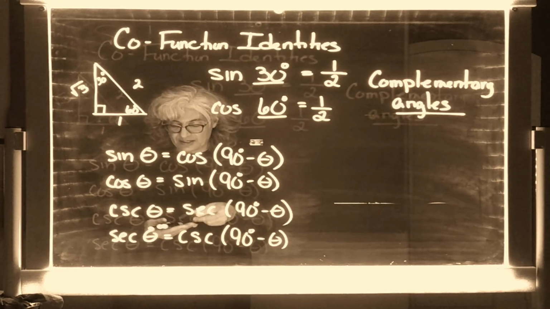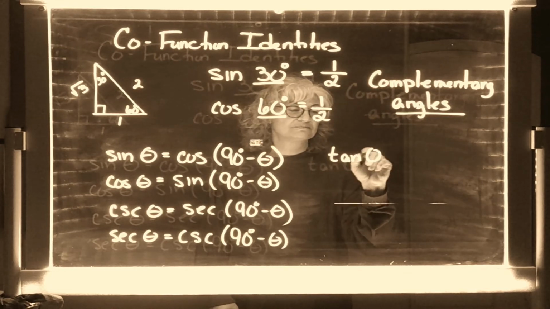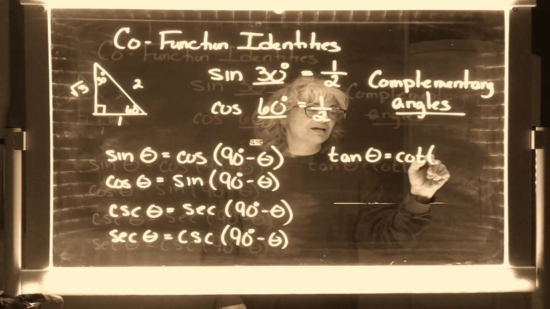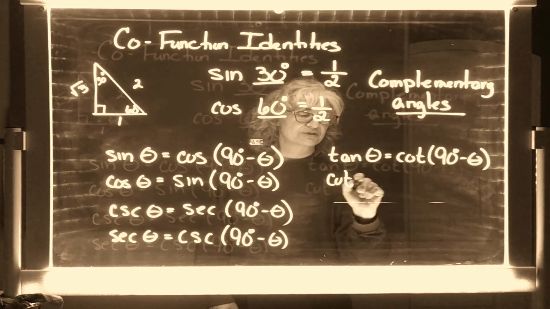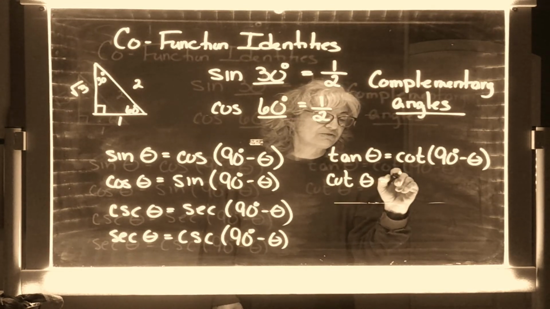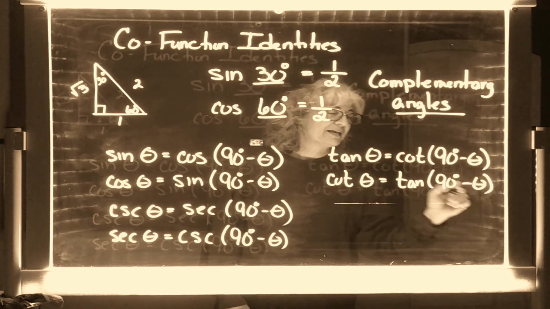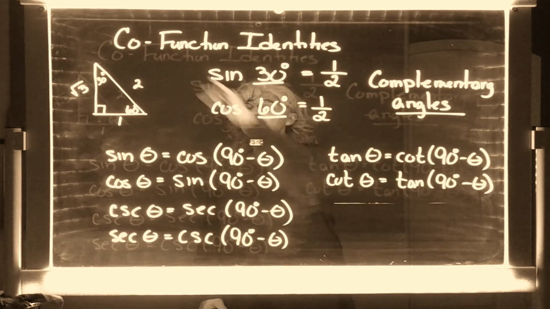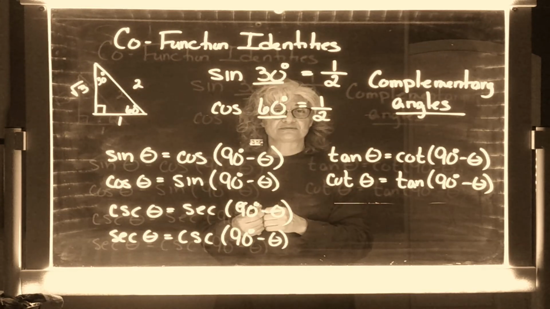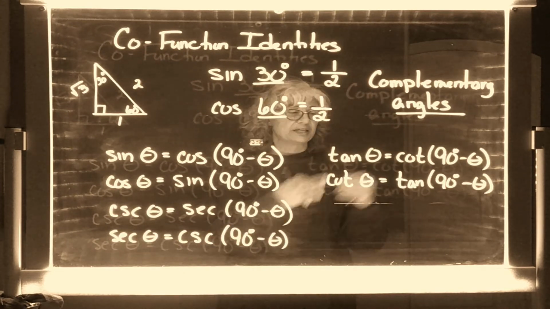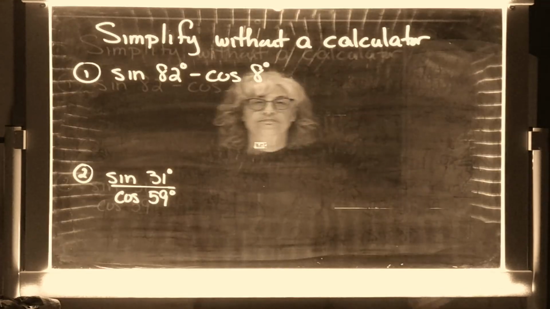Good? Okay, let's talk about tangent and cotangent. So the tangent of an angle would be equal to the cotangent of its complement, and vice versa. These cofunction identities are extremely nice because as long as the angles are complementary, I can use them. Now be very aware, sine and cosine go together, their reciprocals go together, and tan and cotan go together. Cool? Okay, hang in there, I'll be back with some examples.